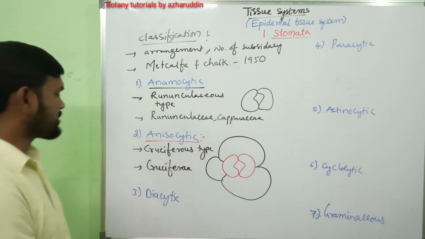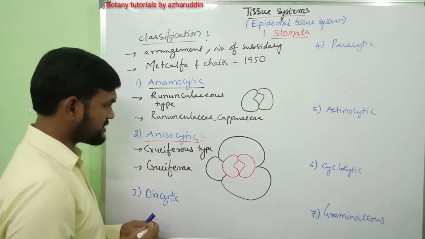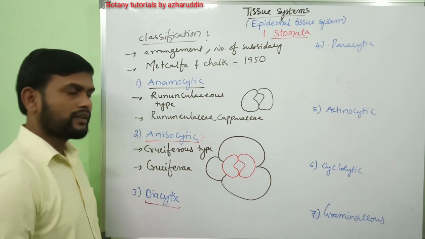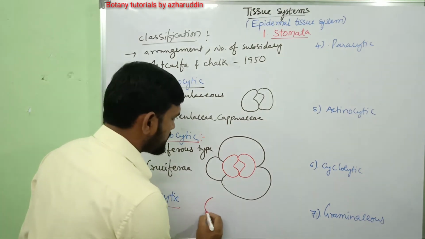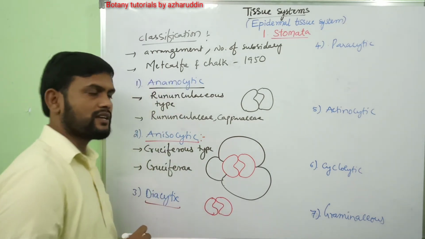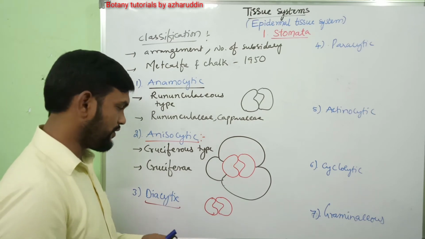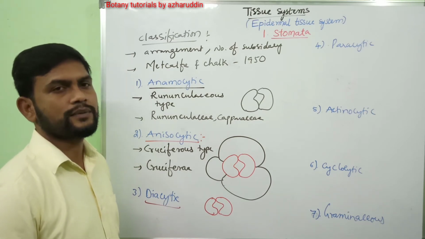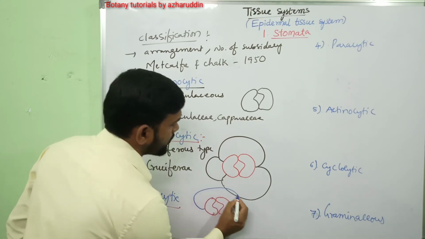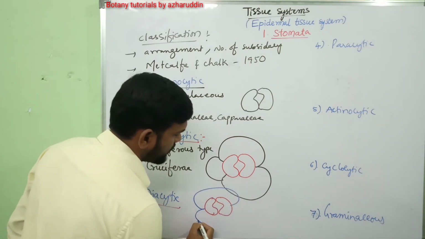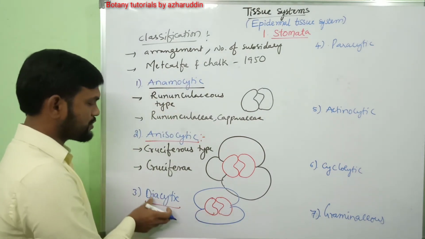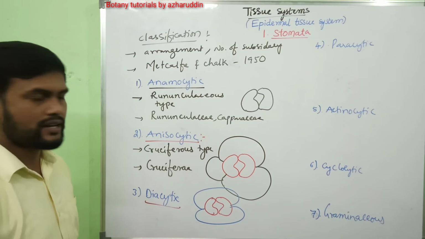Okay. Next, coming to third one, diacytic stomata. In this, these are the guard cells, and the guard cells are covered with 2 specialized subsidiary cells. Their common walls are at right angle to the guard cells. Such stomata are called diacytic stomata.